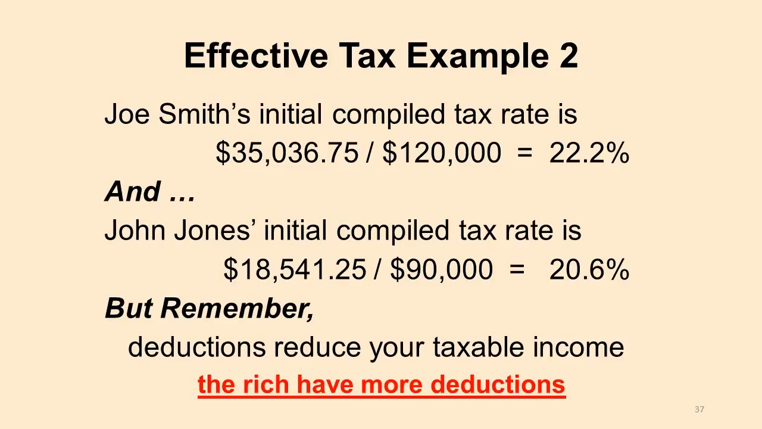We saw John Smith's initial compiled tax rate, 22.2%. James Jones' initial compiled tax rate is 20.6%. But remember, deductions can reduce your taxable income. And as it happens, the rich usually have more deductions. And this can create some misunderstandings or some misinterpretations.